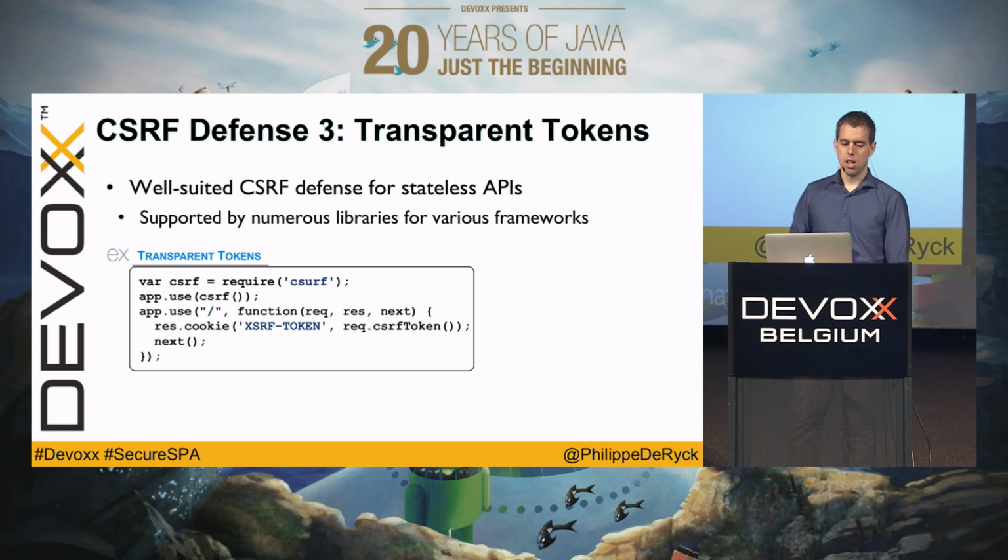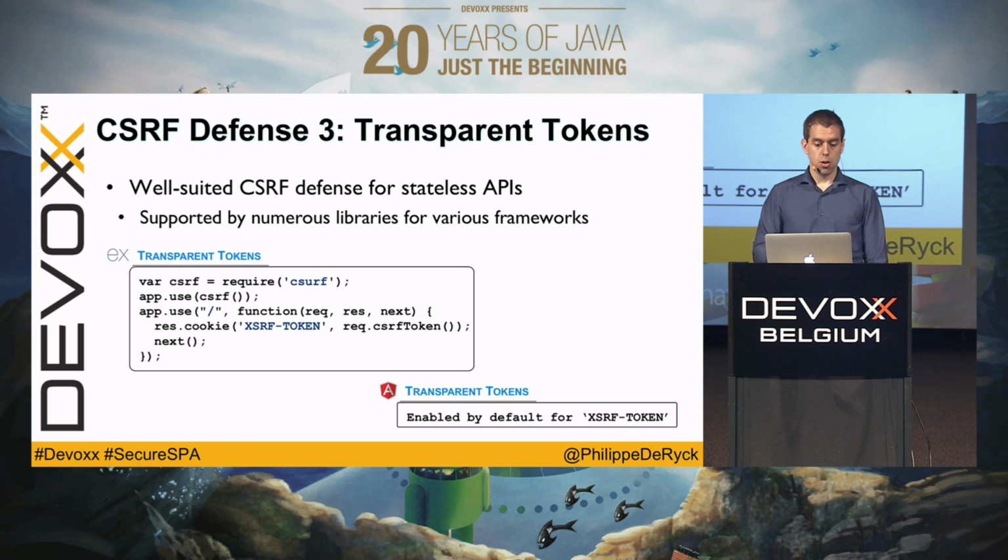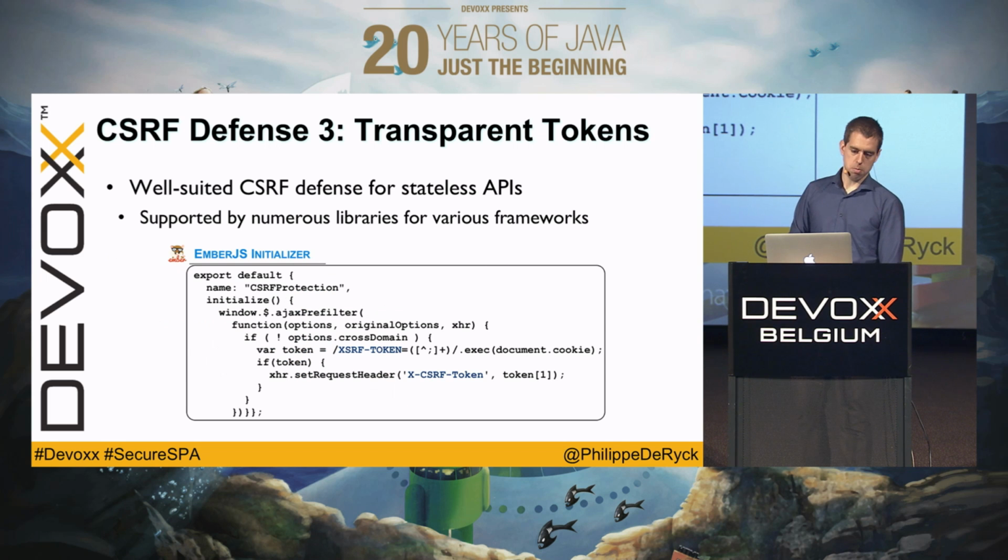This will check automatically on the routes you have protected whether the token is there upon submission and will stop the request if it's not. In your AngularJS application, it's even easier. You don't have to do anything. If you use XSRF token as name for the cookie, then Angular will copy this automatically into a header and send it back. So this is definitely wonderful. I also have an example for the Ember.js framework, and there you have to do it manually, but you can simply add it as an initializer to your application, and then you will do it on every non-cross-domain request.